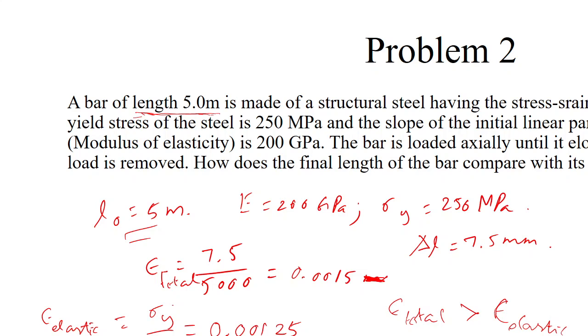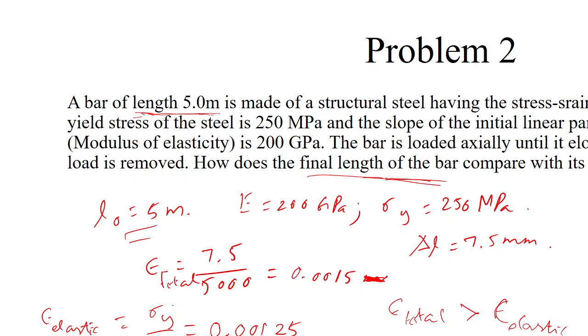So the final plastic strain will be how much? 0.0015 minus 0.00125, which is 0.00025. Now I have calculated the plastic strain value, which is the residual strain existing in the material after the load is removed. So what is the question? We have to calculate the final length of the bar.